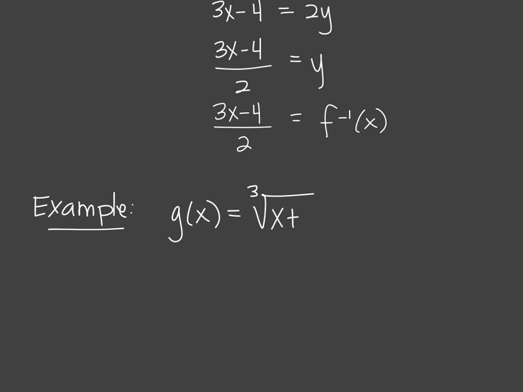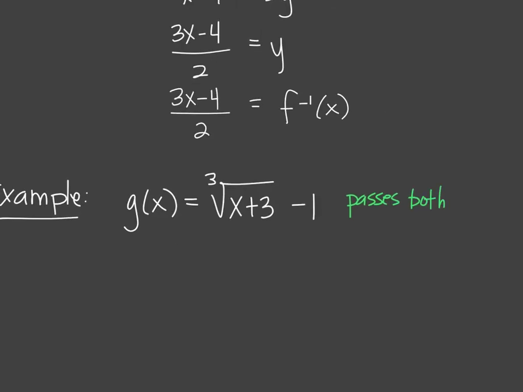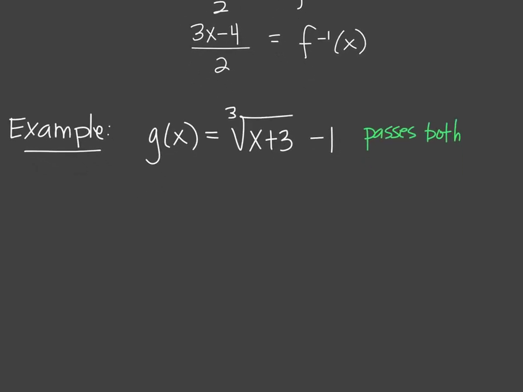Okay, the cube root of x plus 3 minus 1. The good news is this passes both again. Okay, passes both the VLT and HLT. And so then my job is to find the inverse. I need to switch the x and the y, but there isn't a y at all. So I need to bring a y into the equation. So this is y equals the cube root of x plus 3 minus 1.